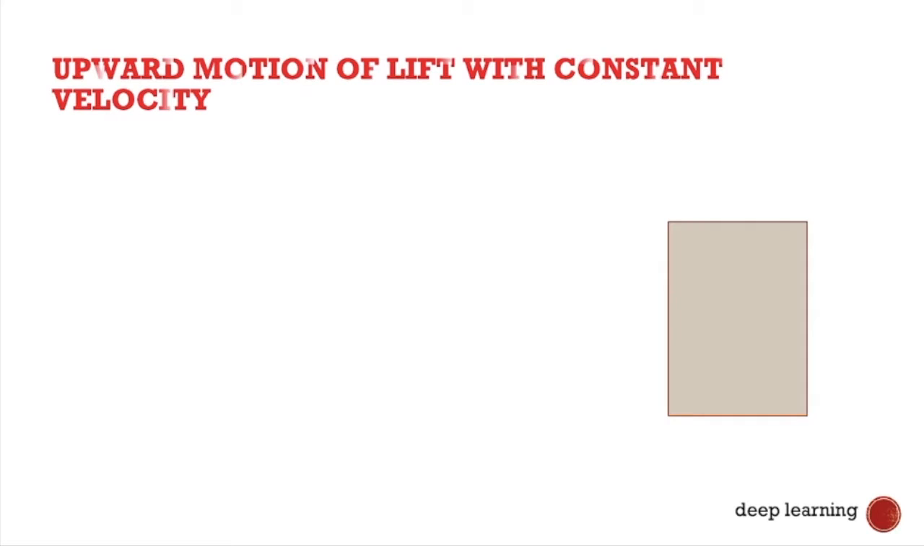So the first case is when the lift is moving upwards with constant velocity. Suppose an object of mass m is placed in the lift. First of all, weight mg will act in the downward direction and the normal reaction N will be in the upward direction, and the lift is moving upward with constant velocity v. So first of all, we need to determine the net upward force acting on the body.